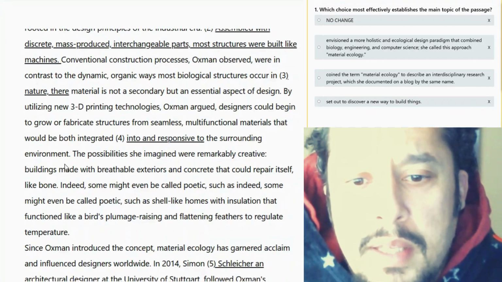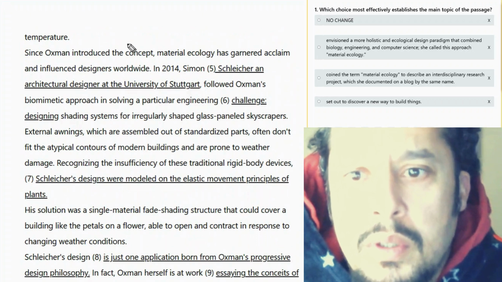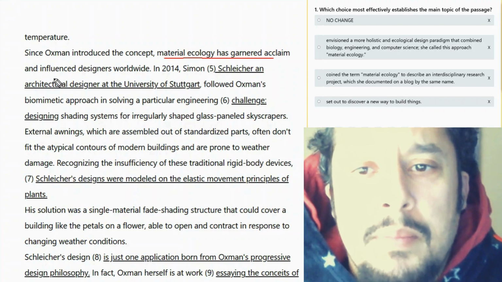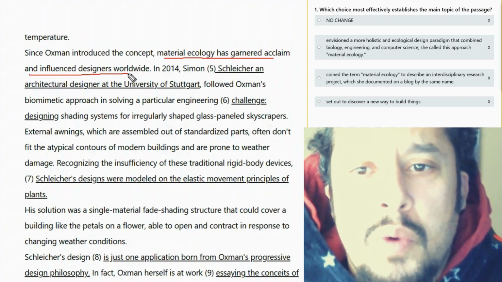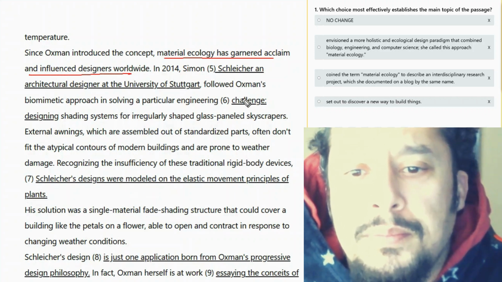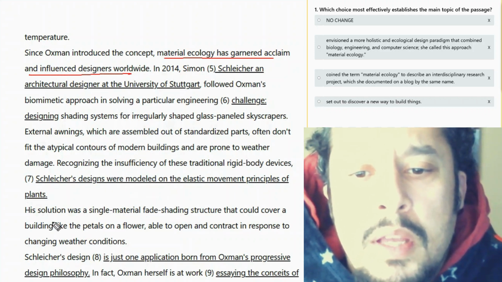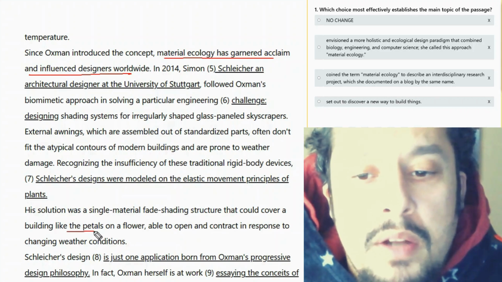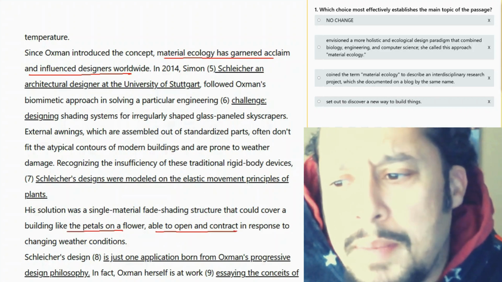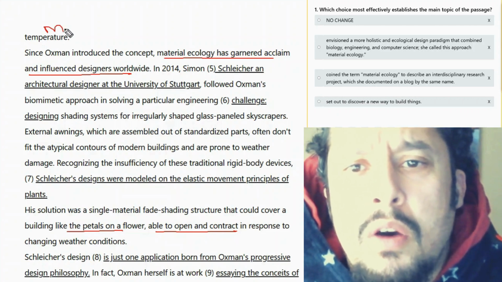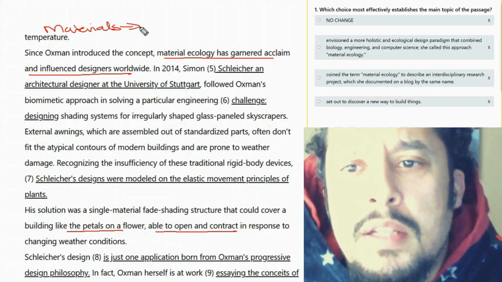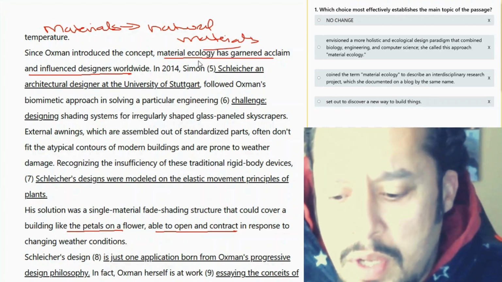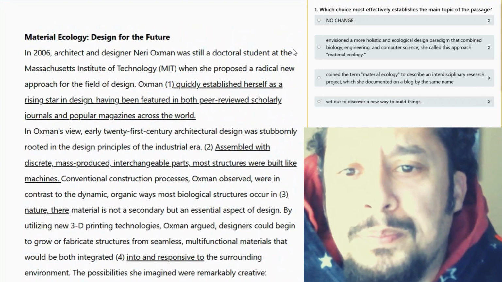What else did Oxman do? Oxman introduced the concept material ecology, has garnered acclaim and influenced designers worldwide. His solution was a single material shading structure that could cover buildings like the petals on a flower, able to open. So again, as we said, the main focus here or topic is about materials. It's about using natural materials. And there are several locations, as I showed you.